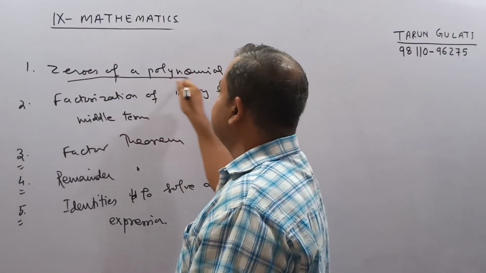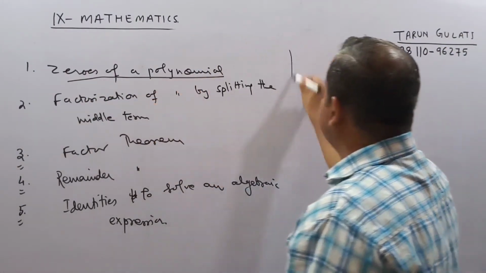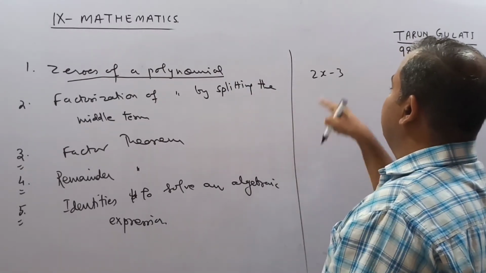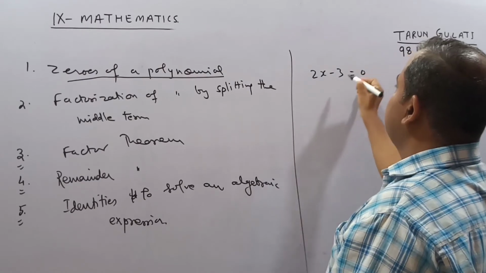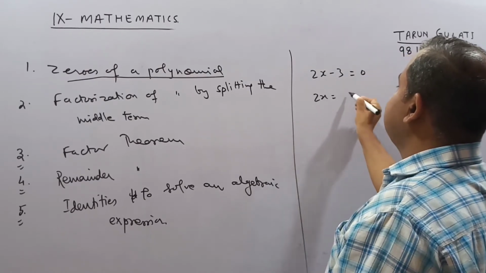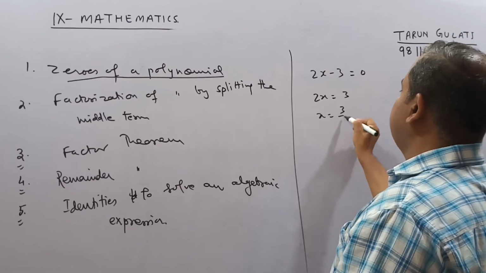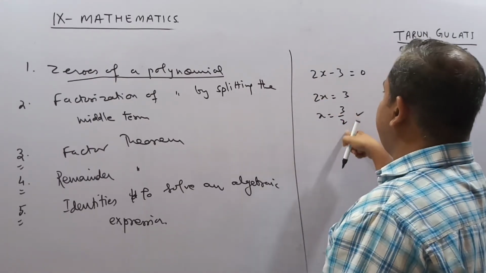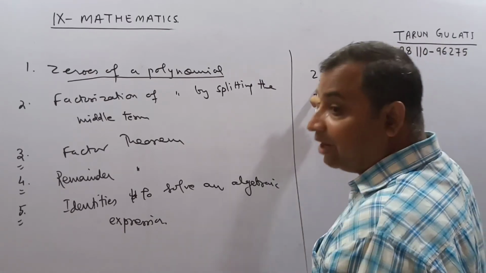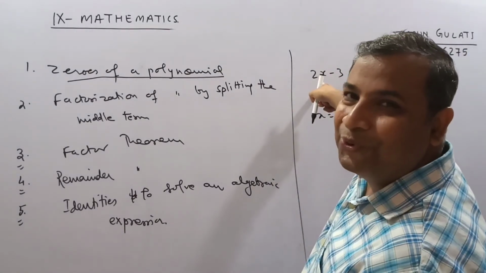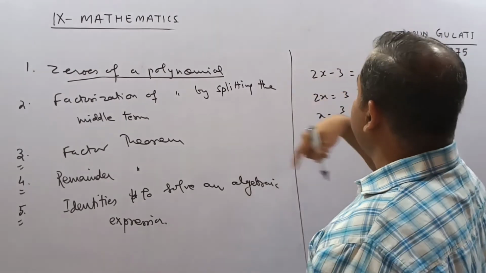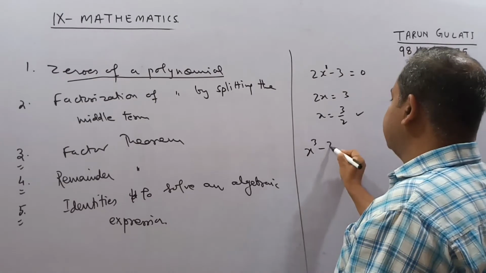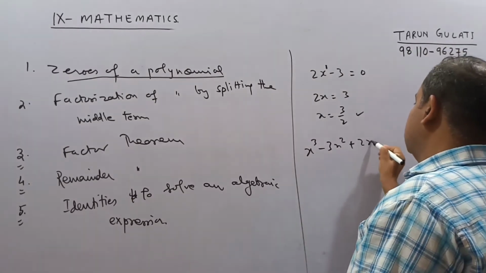So first of all, it is zeros of a polynomial. By zeros of the polynomial, say we have 2x minus 3. We want its zero, so put it equal to 0. We will get 2x equals 3, x equals 3 by 2. By putting x equals 3 by 2, this given polynomial becomes 0. How many zeros are there? It depends upon its degree. Say if it is x cube minus 3x square plus 2x plus 1.